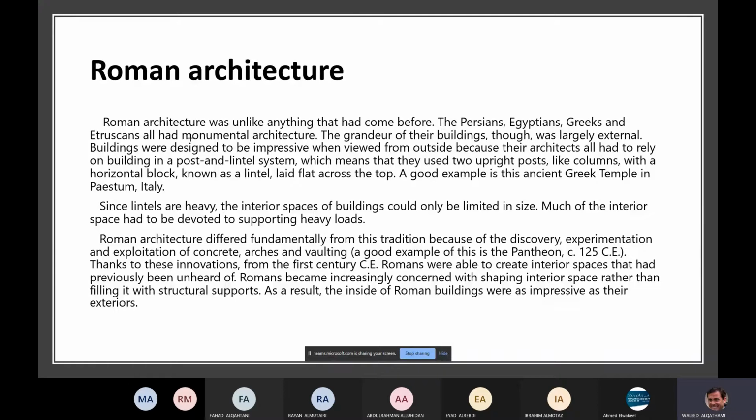Since lintels are heavy, the interior spaces of buildings could only be limited in size. Much of the interior space had to be devoted to supporting heavy loads.